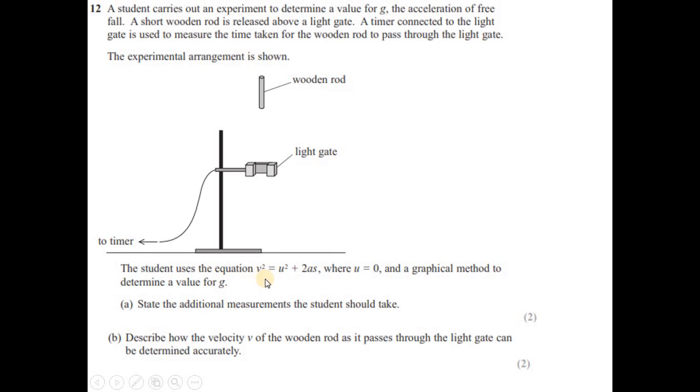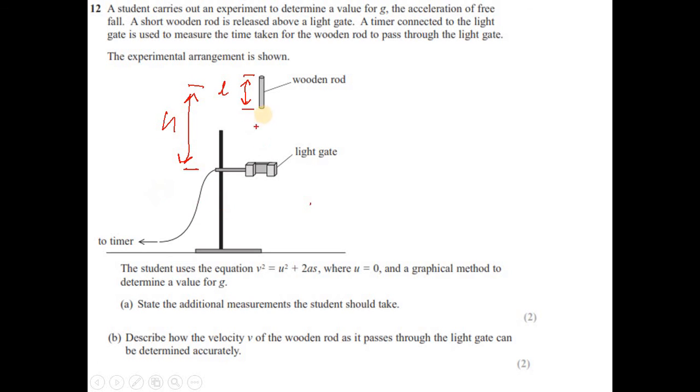The student uses the equation v squared equals u squared plus 2as, where u equals 0, with a graphical method. State the additional measurements the student should take. The student should measure the length of the rod. It is important because the length of the rod is going to be used to find the velocity. It also needs the height fallen of the rod. These two measurements are important.